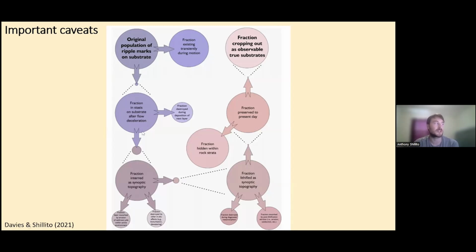The fraction of those that are then in stasis on the substrate after the flow's gone, many of those are subsequently destroyed. Then of the ones that are interred, some are reworked, some are destroyed by bioturbators. Of the ones that are then lithified, some are lost by post-lithification erosion, some are destroyed by diagenesis or metamorphism. Few are preserved to the present day, and many of the ones that are preserved are hidden within the rock strata. So the number that actually crop out as true substrates is very small, but that doesn't mean that it's not an accurate representation of time at that specific point where they were preserved.